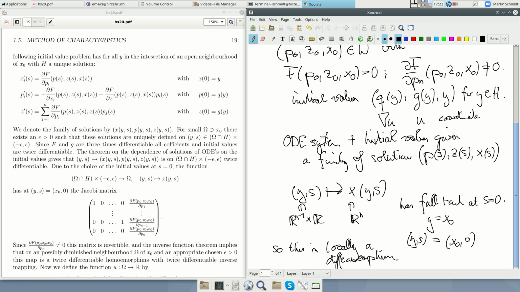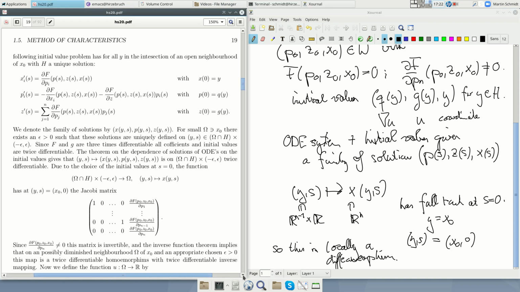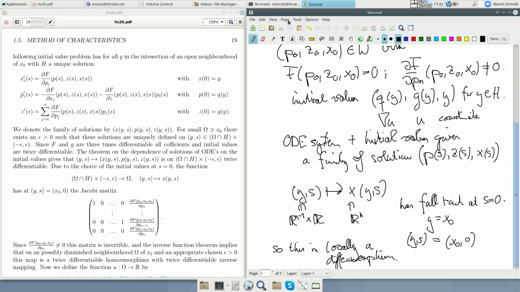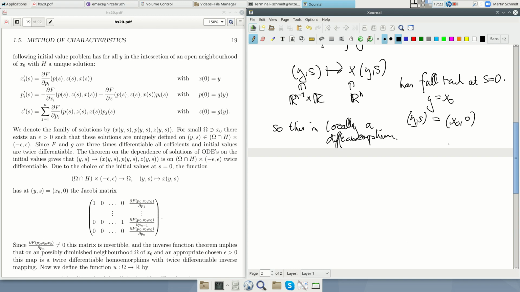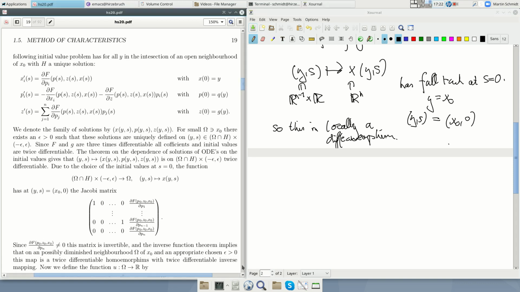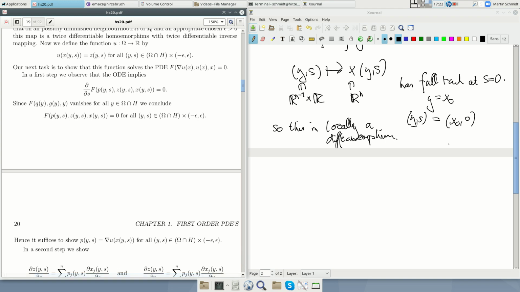By the inverse function theorem, this is locally a diffeomorphism. And this is now very nice, because this means we can use this map and define our function u. So we define our function u in this way, and so we get locally a candidate for a solution.